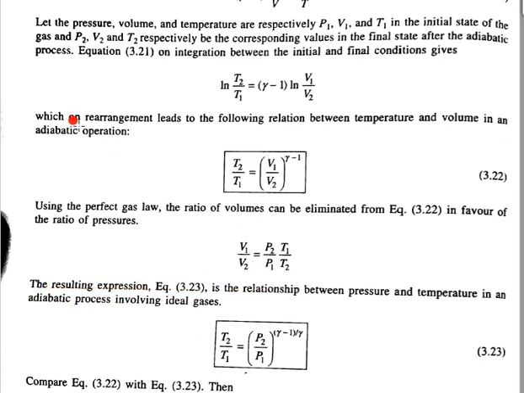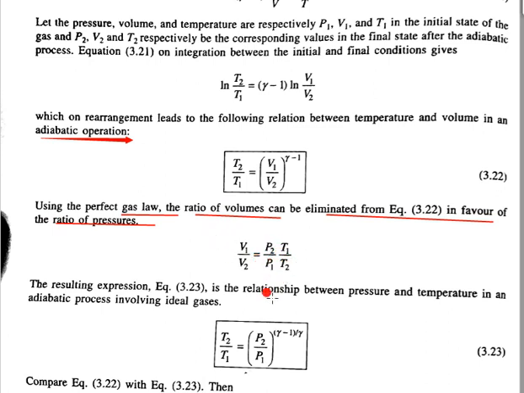Now, rearranging this equation, the following is the relationship between temperature and volume in an adiabatic process. So we should rewrite this equation. So ln will be cancelled. Okay, so T2 upon T1 is equal to V1 upon V2 raised to gamma minus 1. Using the perfect gas law equation, the ratio of volume can be eliminated from 3.22 in favor of the ratio of pressure. So V1 upon V2 is equal to P2 upon P1 into T1 upon T2.